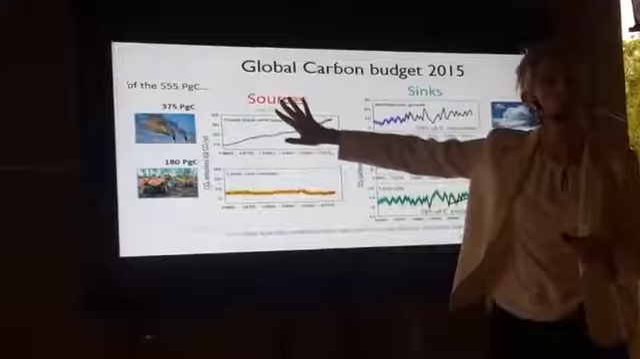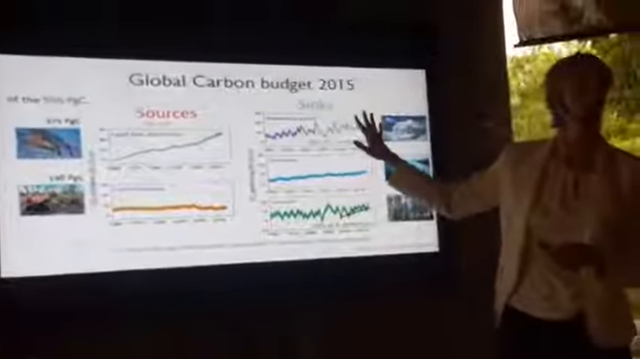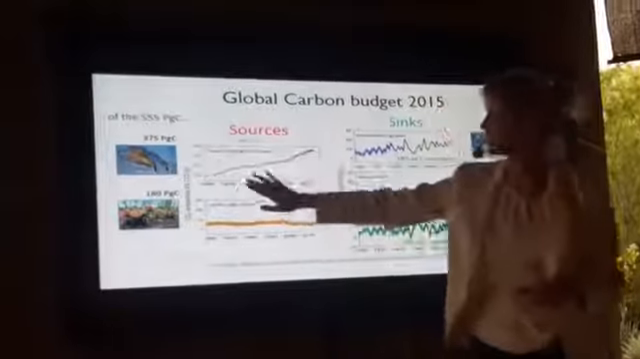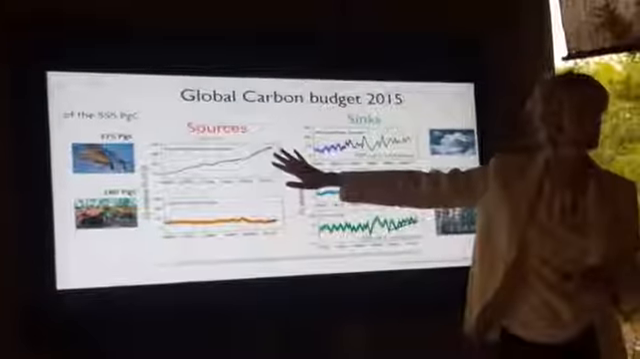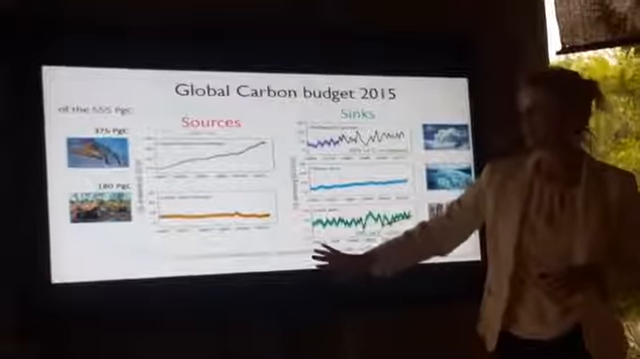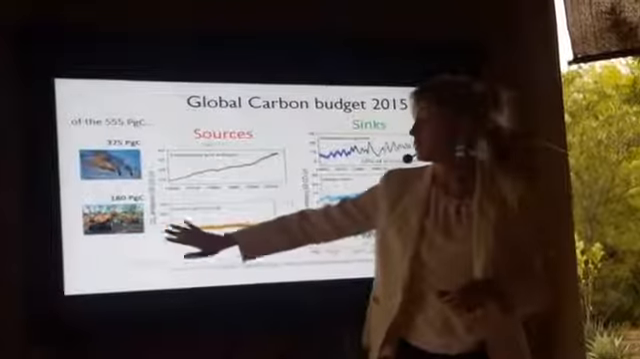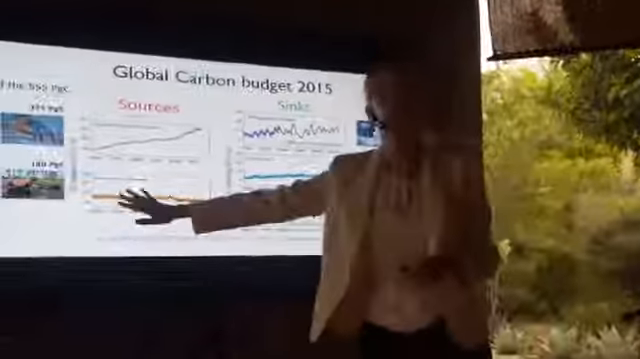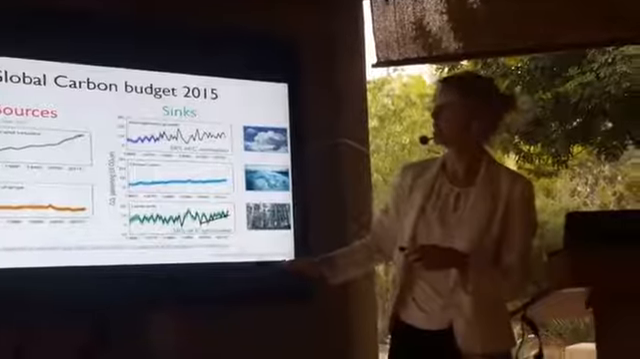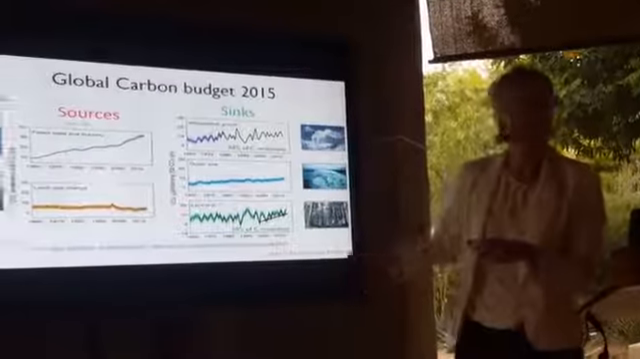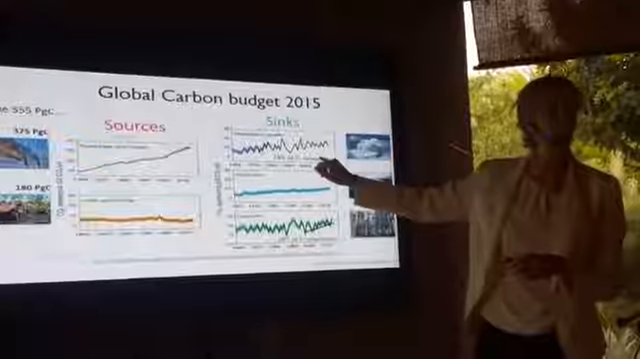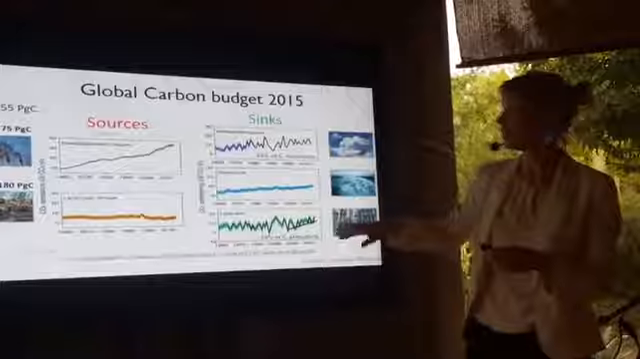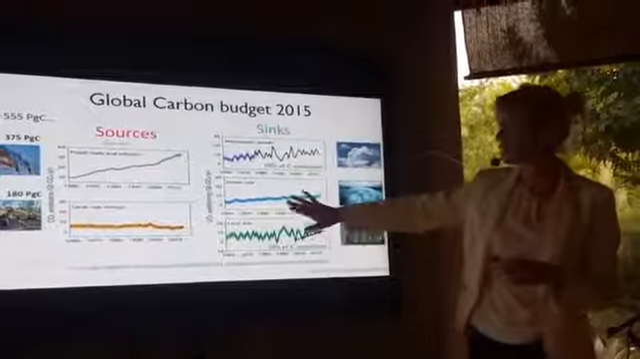The sources, where is that coming from? And the sinks, where is that going to? So sources, about 2/3 of that 555 is coming from fossil fuels and burning of fossil fuels and other kinds of industry, making cement, for example. And then about 1/3 of it is coming from what we call land use or land cover change, so deforestation and other kinds of activities. Where is it going to? About half of it is staying in the atmosphere and increasing that concentration of CO2 and other greenhouse gases in the atmosphere. The other half is ending up in these two places.